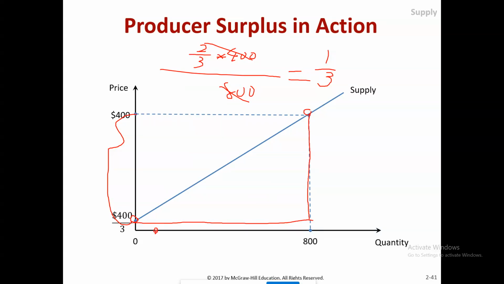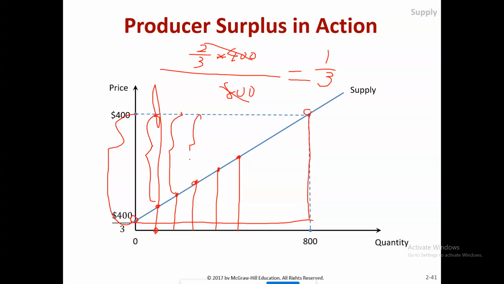We can say at every single limited quantity, the willingness to accept is a corresponding monetary value on the supply curve. At every single limited quantity, the willingness to accept is this value. But how much do the producers end up getting? They end up getting 400. So the difference is the surplus they're getting.